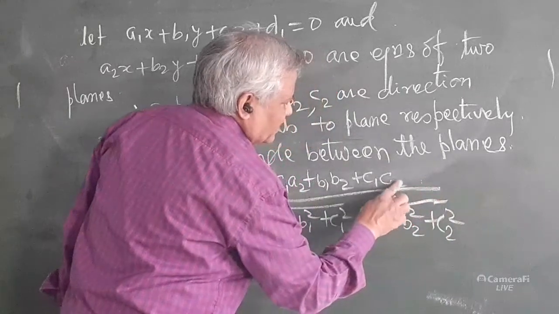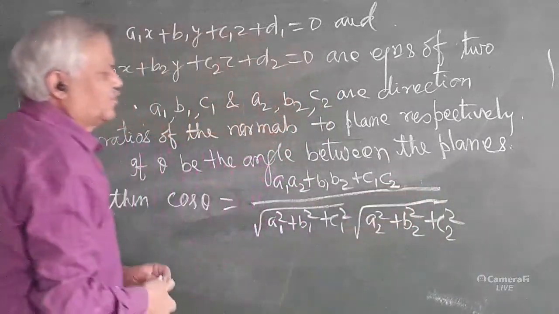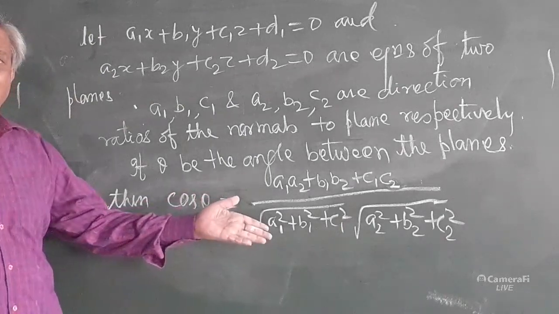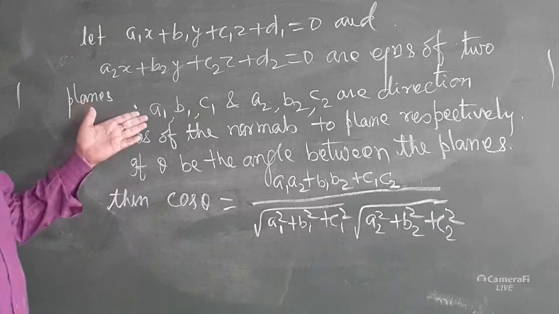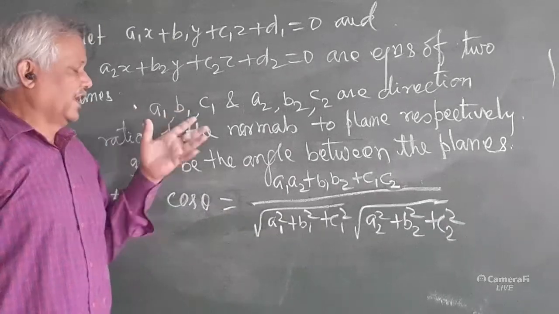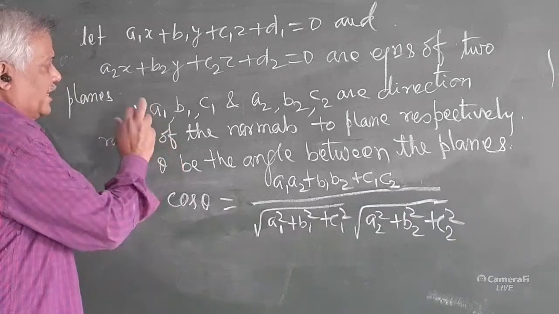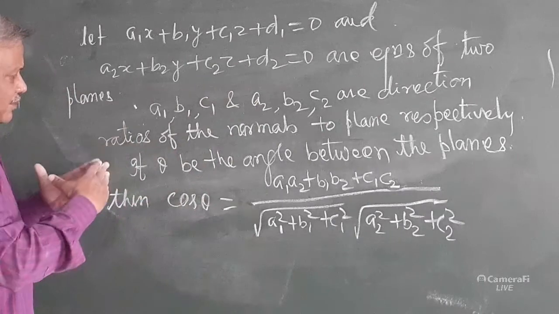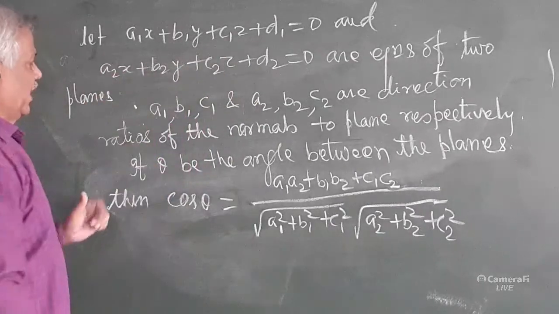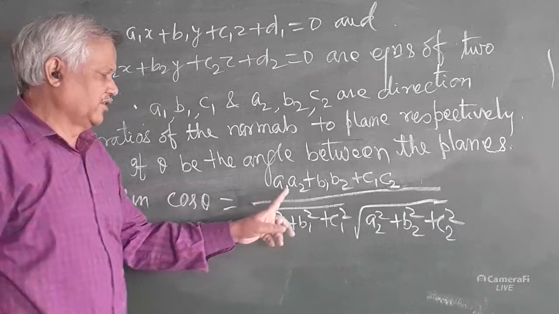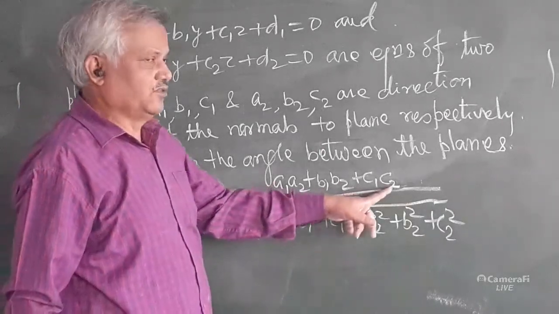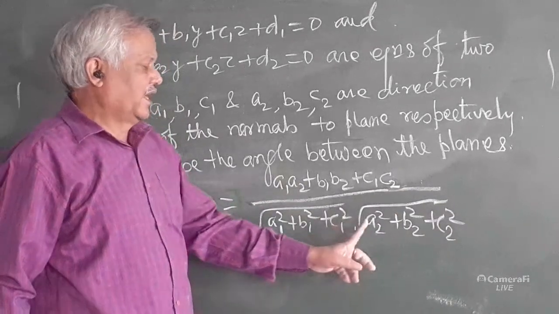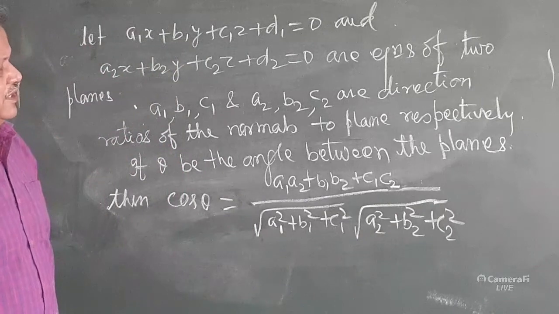Look here. This is the same formula by means of which we used to find the angle between two straight lines. Normals are also straight lines, and along the normals we have the direction ratios a1, b1, c1 and a2, b2, c2. Therefore, the angle between the normals, that is the angle between the planes, is given by cos theta equals a1 a2 plus b1 b2 plus c1 c2 by under root a1 square plus b1 square plus c1 square under root a2 square plus b2 square plus c2 square.